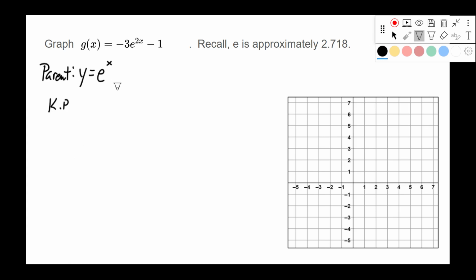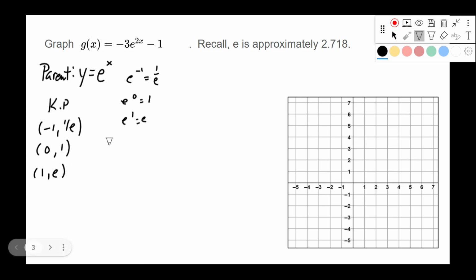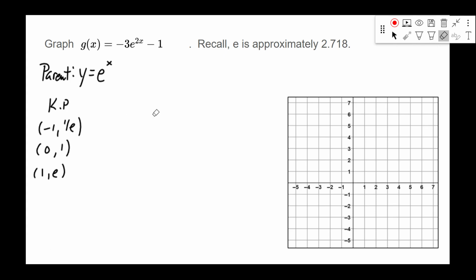Okay, so if I plug in negative 1, e to the negative 1 is really 1 over e. So negative 1, comma, 1 over e. If I plug in 0, e to the 0, well, anything to the 0 is 1. And then if I plug in 1, I get e to the 1, which is e. Okay, so we're going to actually graph or write our key points using the letter e, and then eventually we'll convert them to numbers that we need to actually go ahead and make the graph.